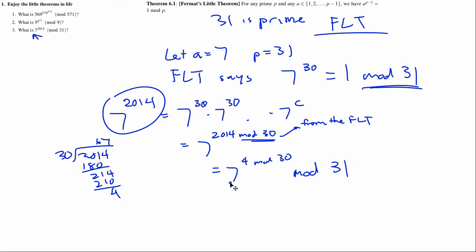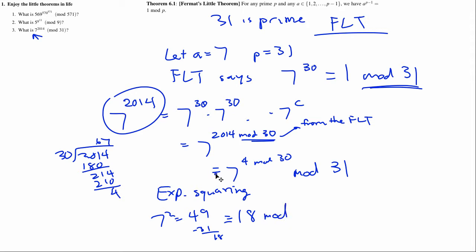And now 7 to the 4th we can use exponential squaring. So 7 squared is 49 minus 31 equals 18. So this is congruent to 18 mod 31. So you should use congruent when you do a modulo operation, but it's really easy to miss. So I won't go back and change those now. I'll just keep pressing on. So this is 18 mod 31.